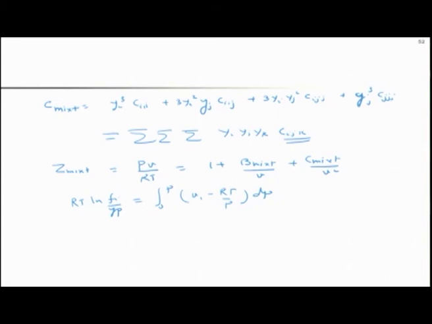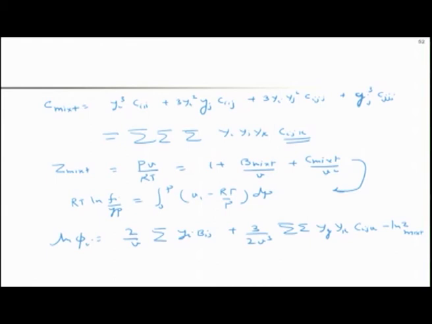Okay, and if you can do this exercise for this term, you can show that ln phi i is 2 by V summation yj Bij plus 3 by 2V cube double summation yj yk Cijk minus ln Z mix.